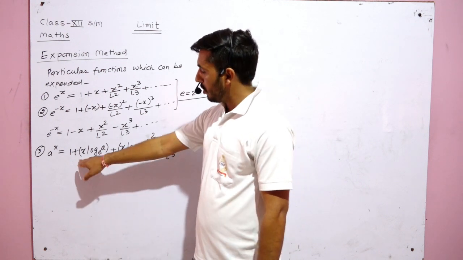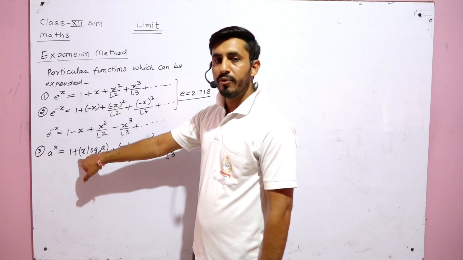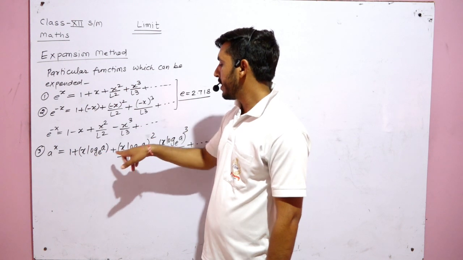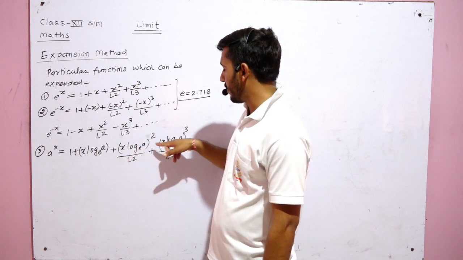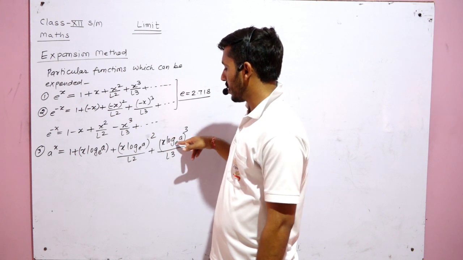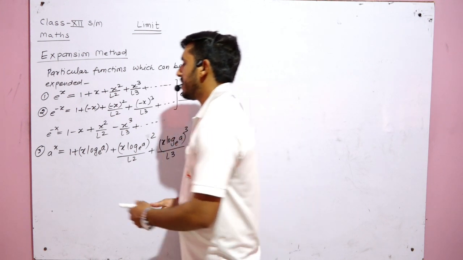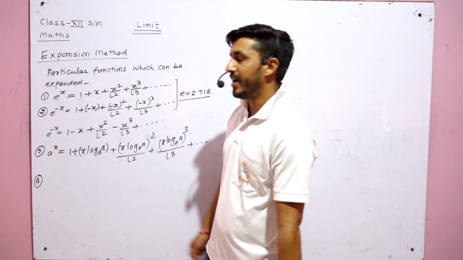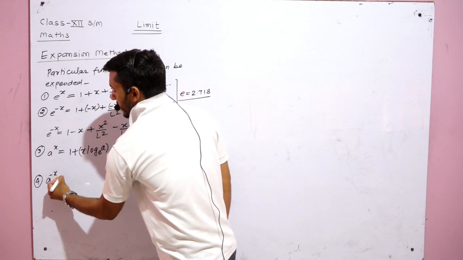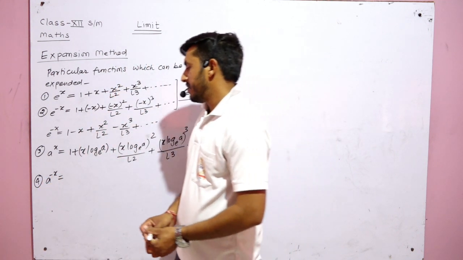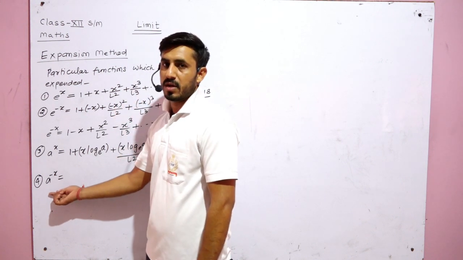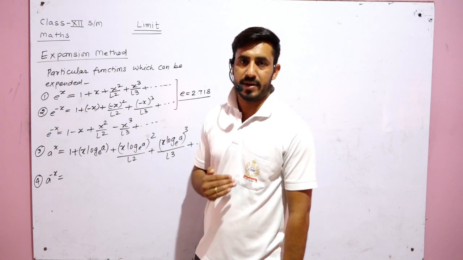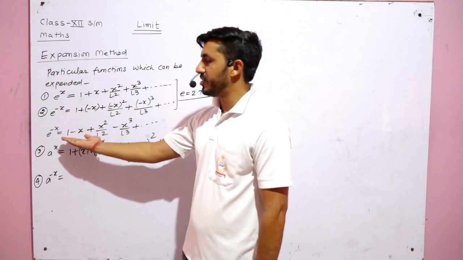Then all the terms, the variable terms of x, are coming in terms of x log e of a. Here also x log e of a, x into log e of a and so on. Then the next expansion we have to define as a to power minus x. The expansion of this function will be the same as this one, but the sign will come in alternate order, as you can see here.